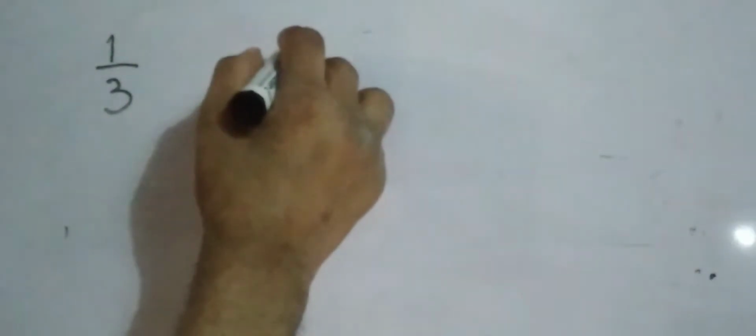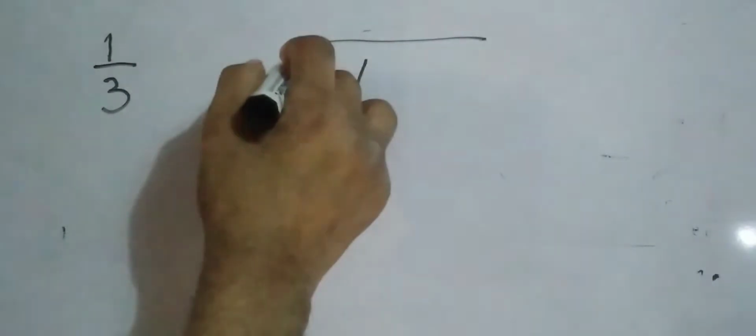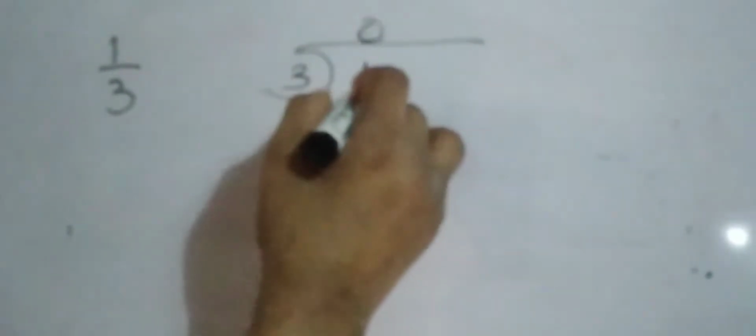All right, let us look at 1 over 3 or 1/3. So let us set it up. So the 1 goes inside and 3 goes outside. Remember, we divide the numerator by the denominator. All right, so let's work. So we're going to say 3 into 1. We can't. So we'll put a 0 there.